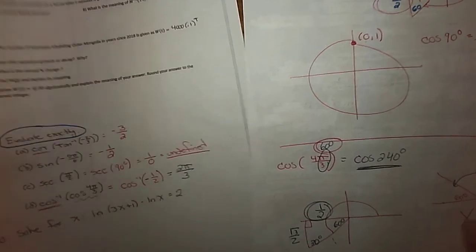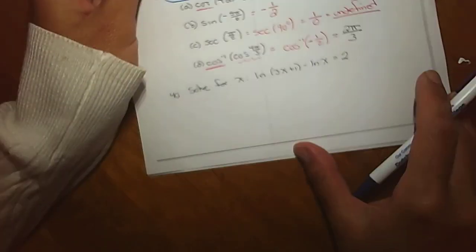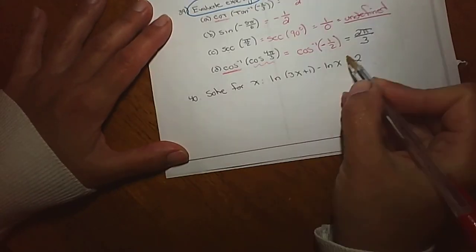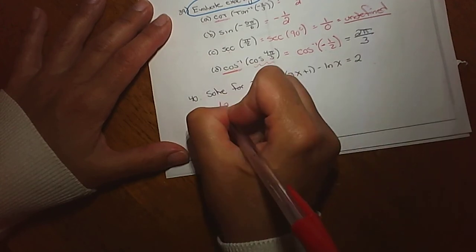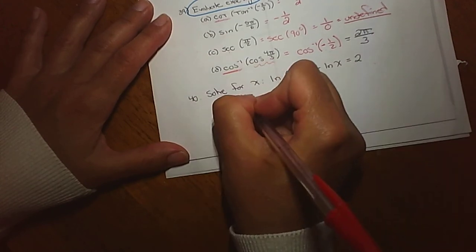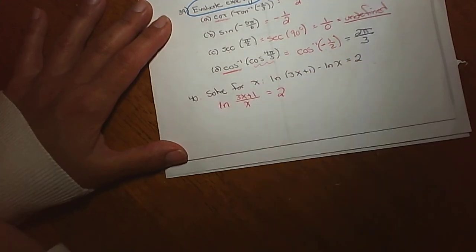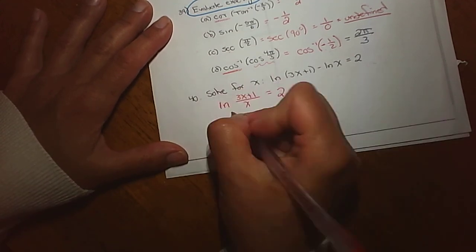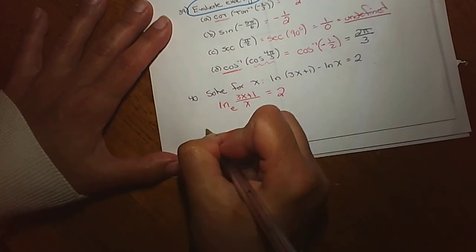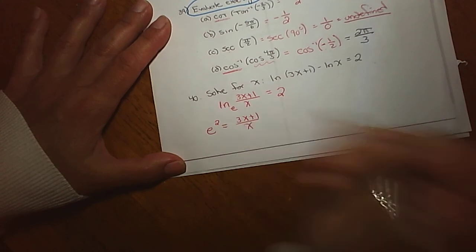And finally, number 40, we have a log equation. Let's do this. Solve for x. In the land of the logs, subtraction is division. So you're going to write the natural log of (3x plus 1) over x equals 2. Then we're going to bend this. What base does the natural log have? It has an e. This becomes e squared equals (3x plus 1) over x.